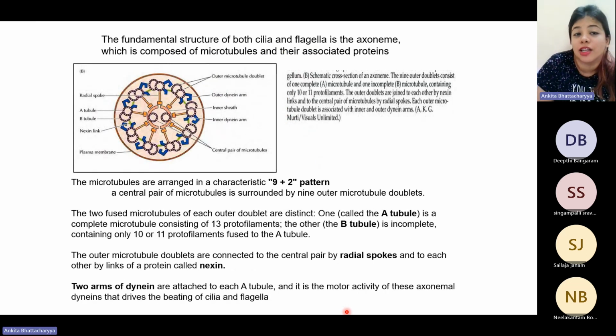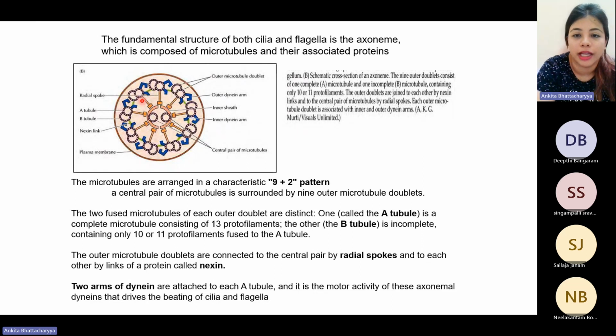Here, this has a lot of detail. You don't really need it. We'll just go through it really fast, but this is what the cross-section of a cilium can look like. It is the axoneme, which has microtubules and their associated proteins. So this is a cross-section of an axoneme. What you see here are 9 doublets which have one complete and one incomplete microtubule. If you see here, this is the incomplete and the complete microtubule. Too much detail, but just to show you that this is how the arrangement occurs inside cilia and flagella.